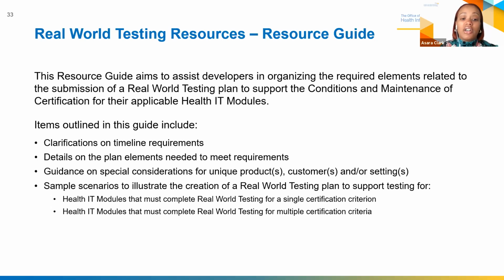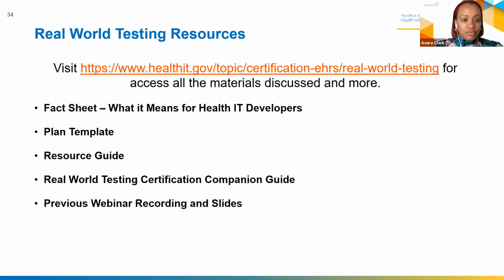And we also have some sample scenarios to illustrate the creation of a real-world testing plan to support testing for health IT modules that must complete real-world testing for a single criterion, and then health IT modules that must complete real-world testing for multiple certification criteria. So there are some use cases in there that you want to look at. This is to help you in your thinking about how you want to approach real-world testing. It's not to be mirrored in any way. It's really to help you understand the thinking behind making sure that you address real-world testing in a way that will assist you in demonstrating successful real-world testing of your certified health IT module.